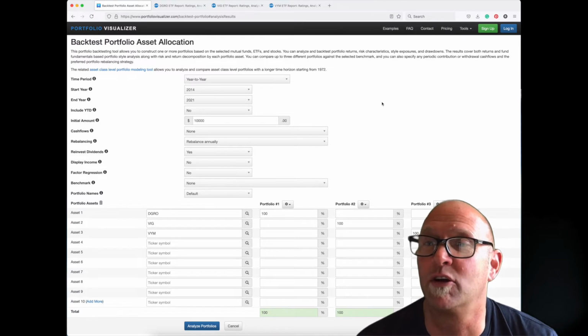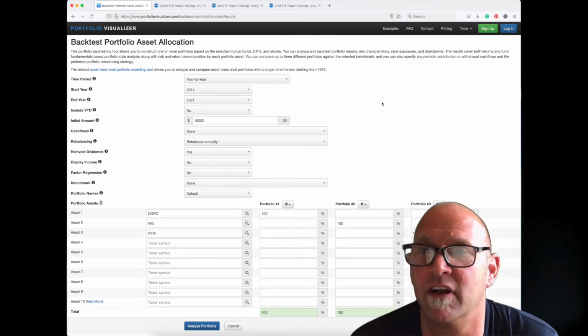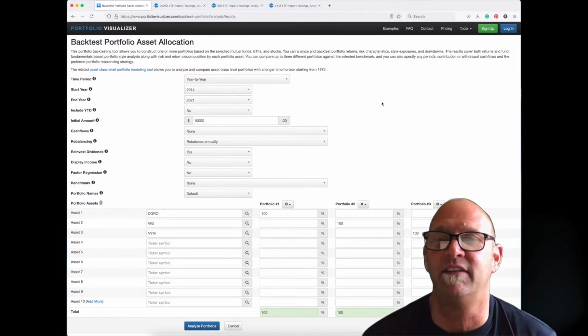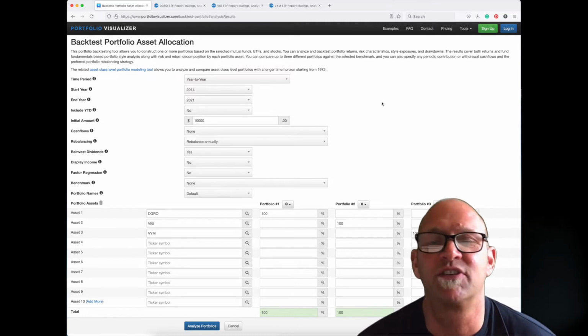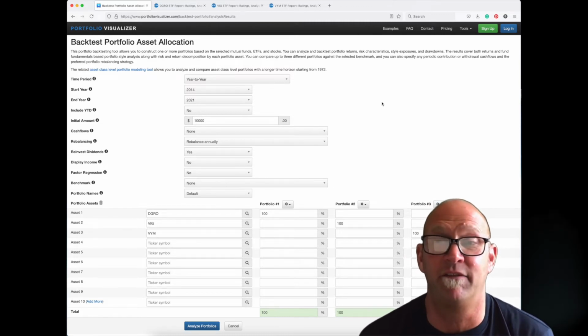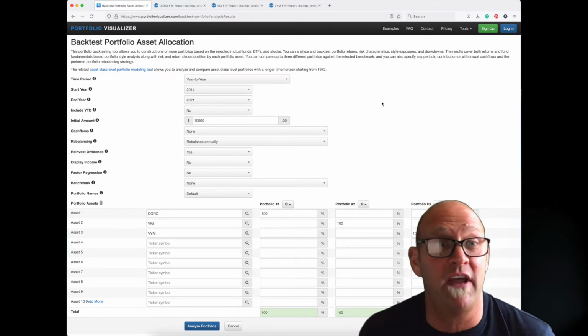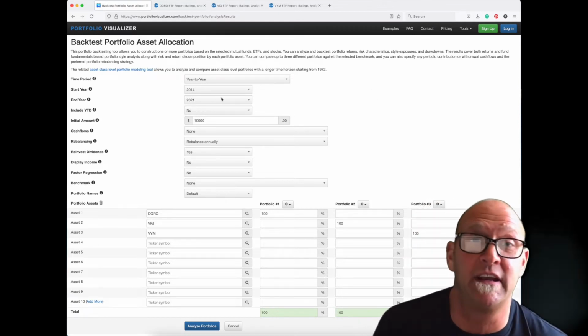So now we're going to go to portfoliovisualizer.com. And you guys, I'll put a link in the description for this too. This is a great way to take the funds that you have and compare them to one that you're thinking about buying.